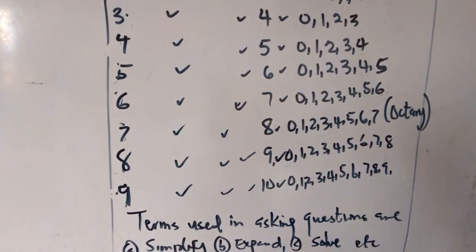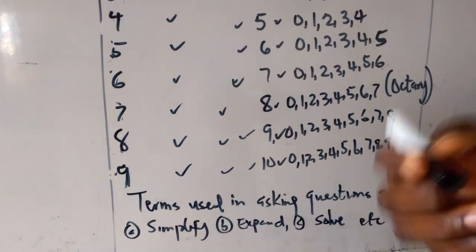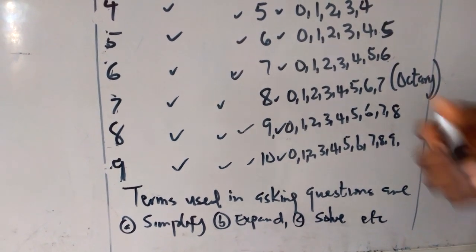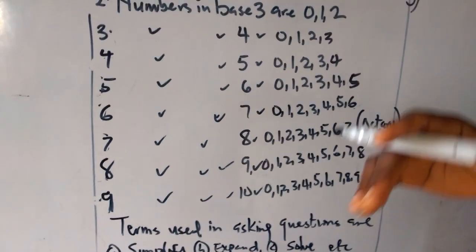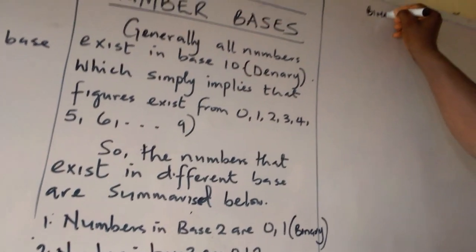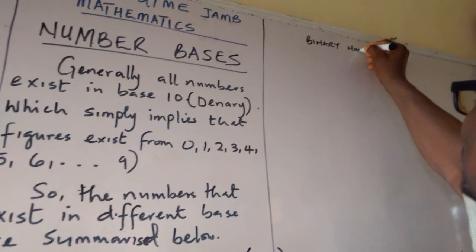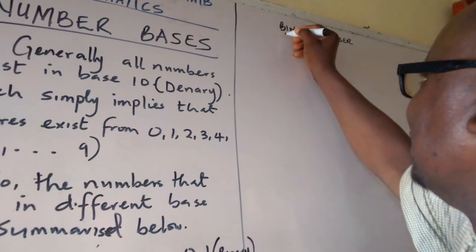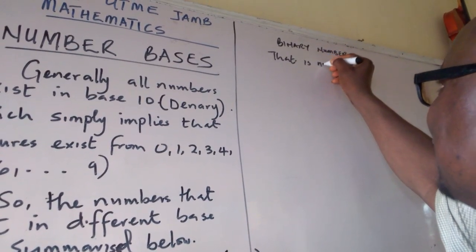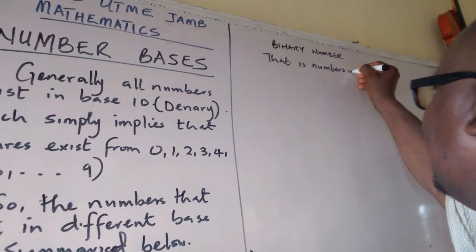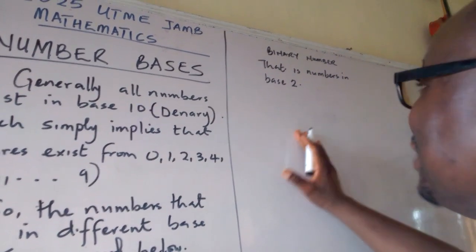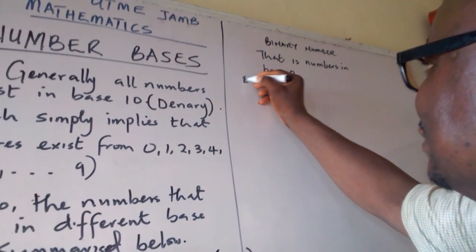Now, the next thing is how are questions in binary operations asked? They can ask you to simplify, they can ask you to expand, they can ask you to solve. First of all, I will start by using base 2 numbers. So we will be treating binary numbers. These are numbers in base 2. A question can be asked where they ask you to expand.